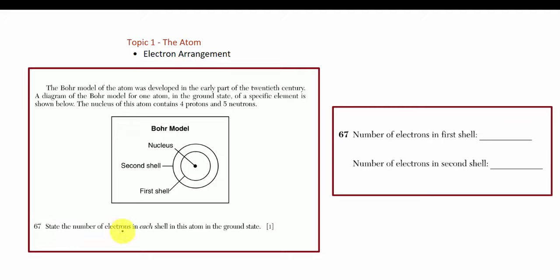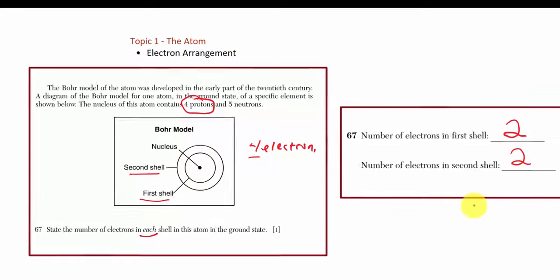Question 67. State the number of electrons in each shell in this atom in the ground state. Well, there are 2 energy shells here. And we also know that since this is a neutral atom and there are 4 protons, there's a total of 4 electrons. So where are they going to be? Well, the first 2 electrons will always be located in the first energy shell, as long as we're in the ground state and these electrons are in their lowest energy state, which it tells us they are. So there will be 2 electrons in the first shell, and the remaining 2 electrons then could only be located in the second shell. So it's 2 and 2.